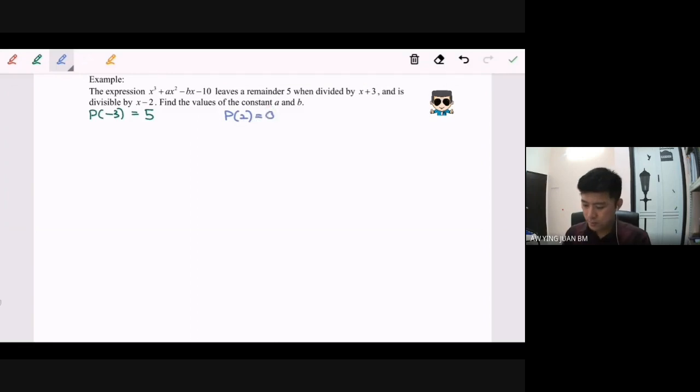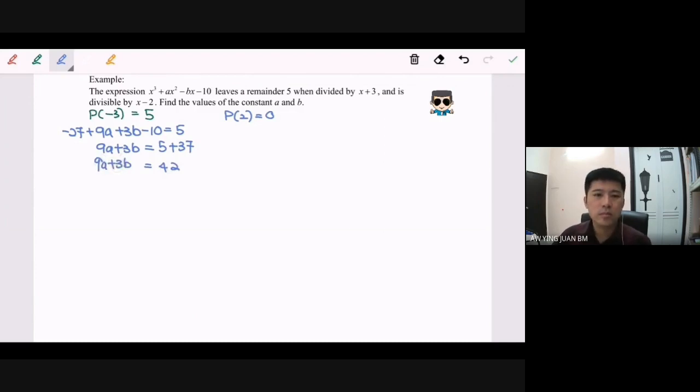So find the value of the constants a and b. Now I'm going to substitute the values negative 3 and 2 into the expression. Substituting, we will have negative 27 plus 9a plus 3b minus 10 equals 5. Rearranging, 9a plus 3b equals 5 plus 37, so we will have 42 equals 9a plus 3b. Simplify by dividing by 3, so we will have 3a plus b equals 14. That is my first equation.